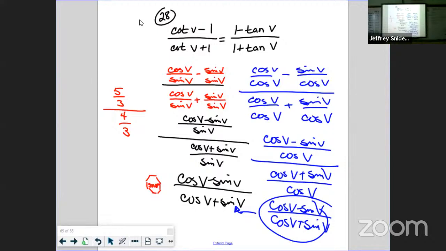Right? Doesn't mean it couldn't be done the other way. It just might be really nasty. Who knows?